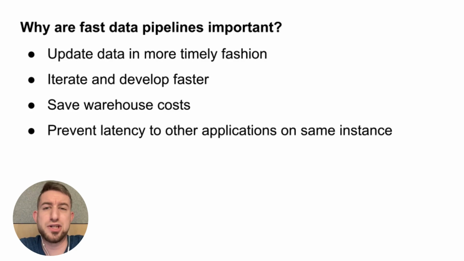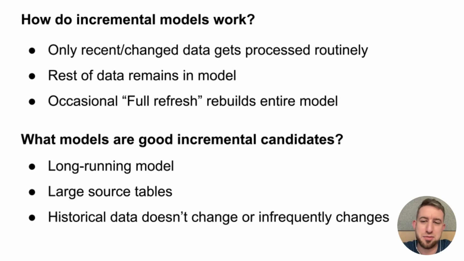Third, having efficient data pipelines will save you costs against your data warehouse. If you have pipelines that process a smaller amount of data, that's going to result in less compute spend. And there are other benefits, including reducing latency for other applications that are running on the same infrastructure as your data pipelines. So let's break down how incremental models work.